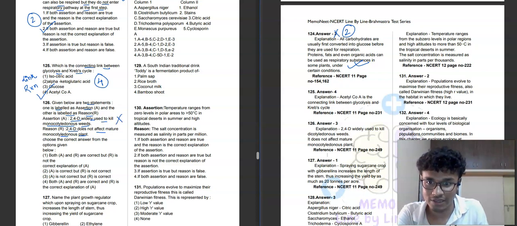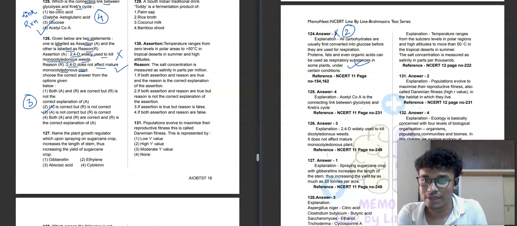Reason: 2,4-D doesn't affect mature monocotyledonous plants. So it is the correct statement. So assertion is wrong, but reason is true. So here third option will be our correct answer for this question. Assertion is not correct, but reason is correct. Moving towards the next question, 127.